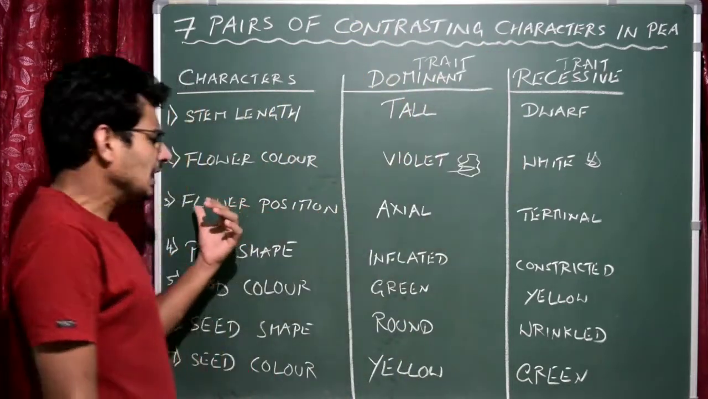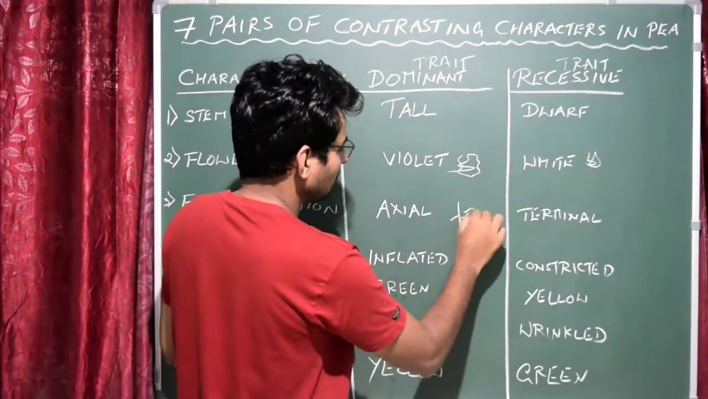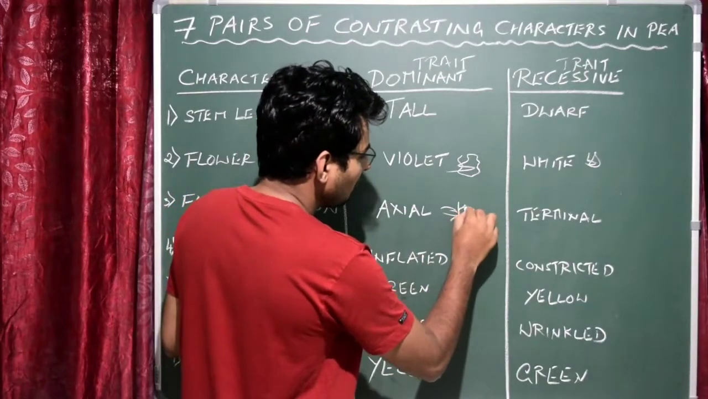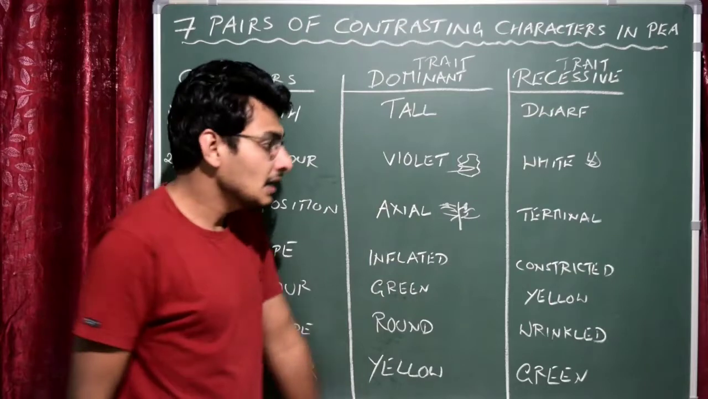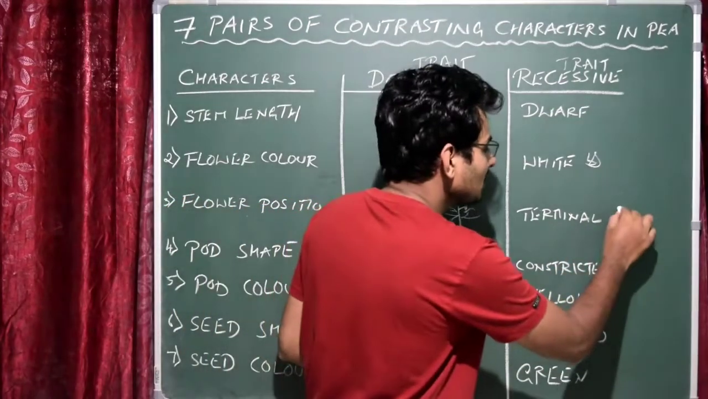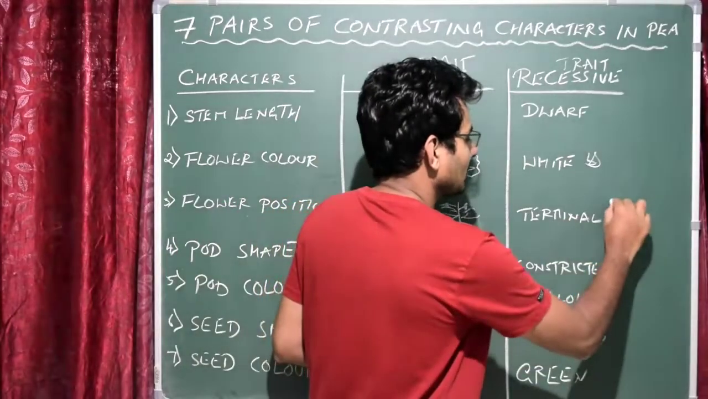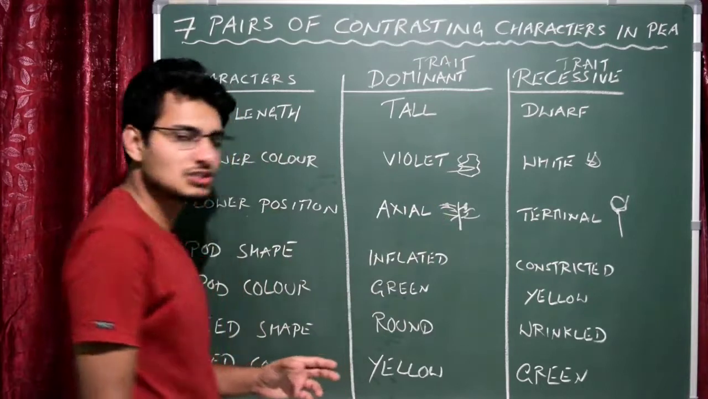Whereas in flower position, if the flower originates from the internodes of the Pisum sativum plant, that is called axial. If the flower originates from the terminal bud of that plant, at the end of the plant, that is called terminal. That is the recessive character.